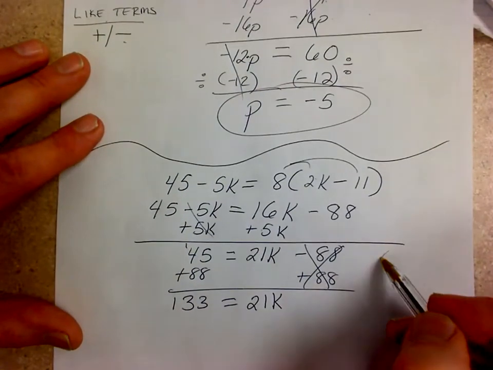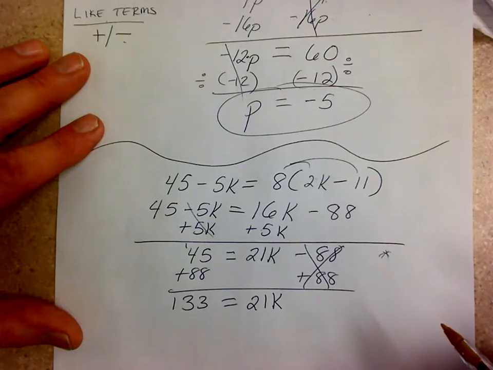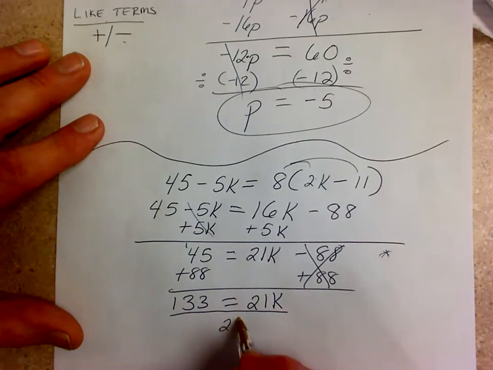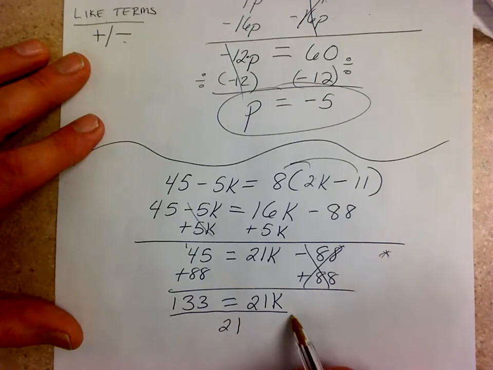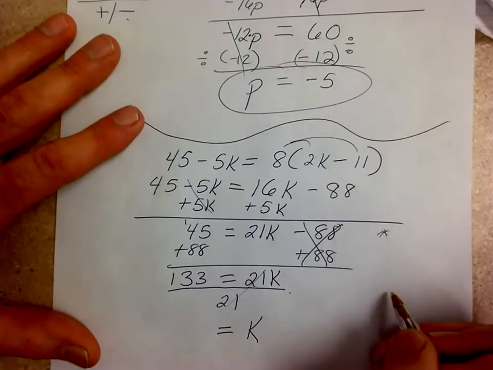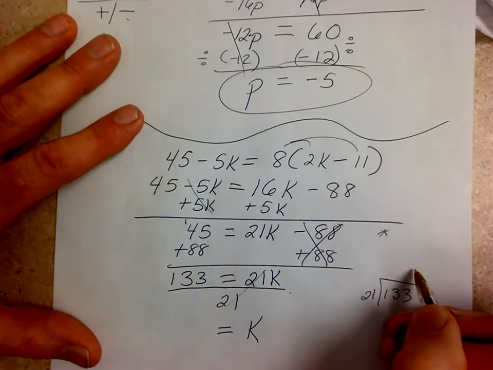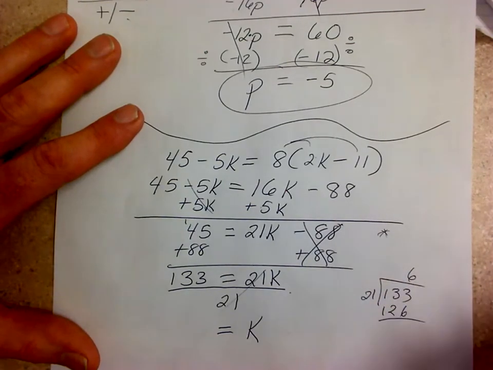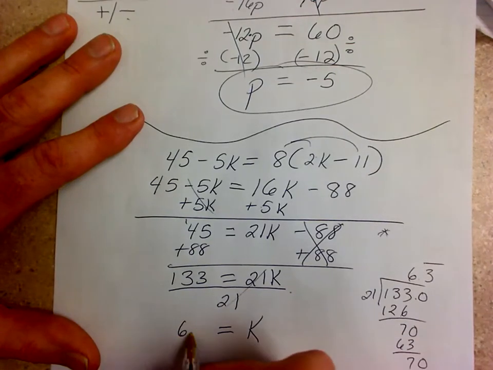Once we get down here, this may look more like the traditional two-step problems that we did all of last week. Divide both sides by 21. Remember, this is our new notation. If we want to, we can just write one big division sign by 21. So this will cancel on this side, leaving us with k, and 133 divided by 21 is 6.3 repeating.